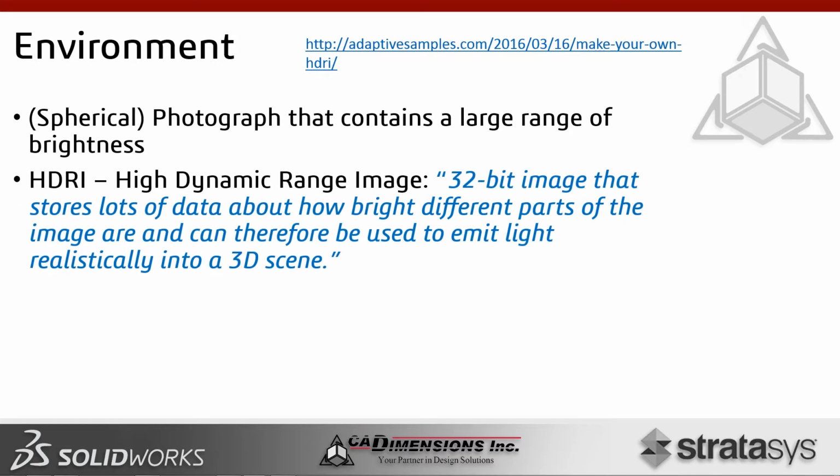An HDRI, or a high dynamic range image, is typically a 32-bit image that stores lots of data about how bright different parts of the image are and can therefore be used to emit light realistically into a 3D scene. When we talk about high dynamic range, that means it's got a lot of information about how bright things actually are so that it can realistically be used in a rendering.